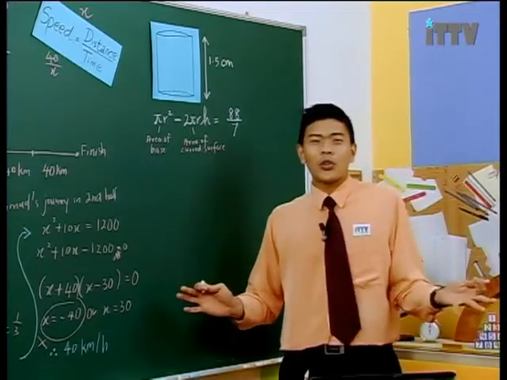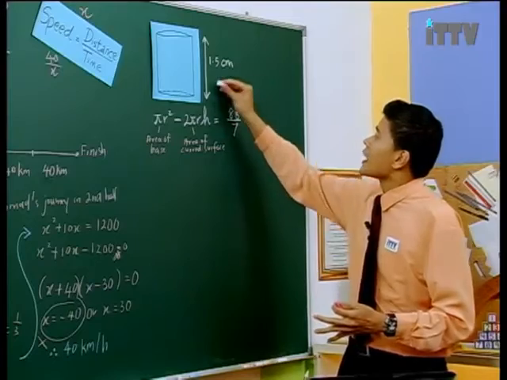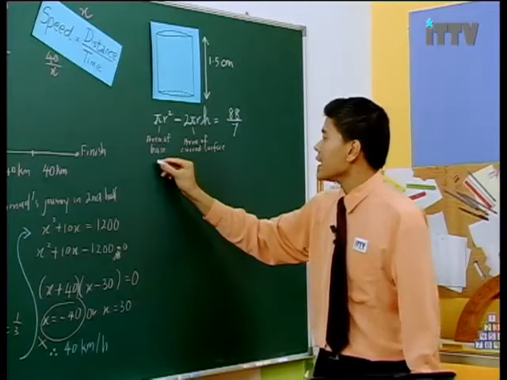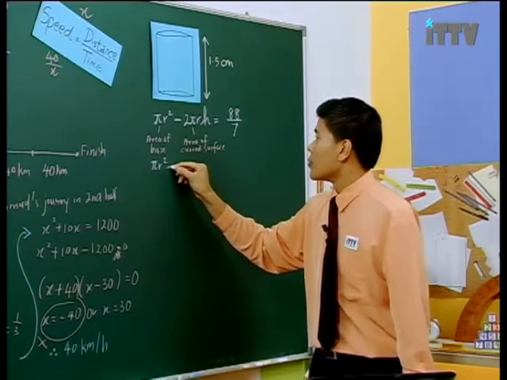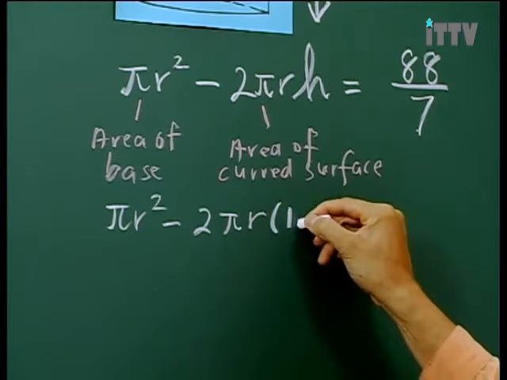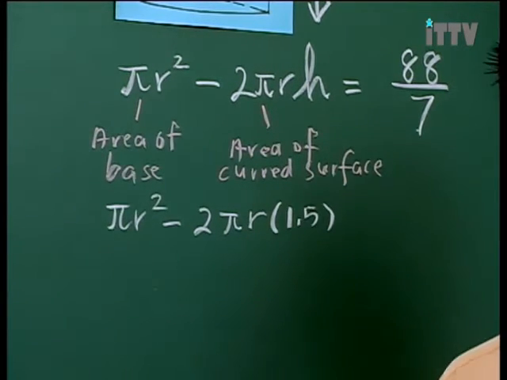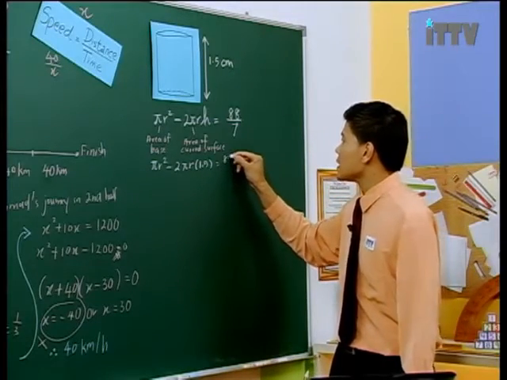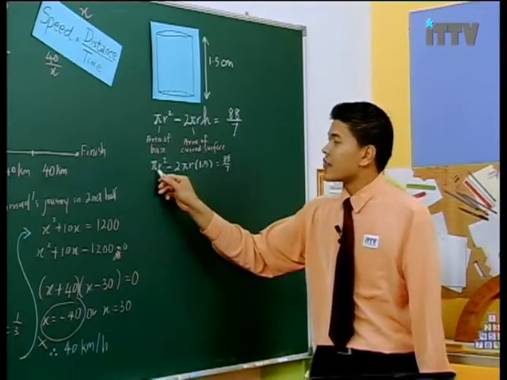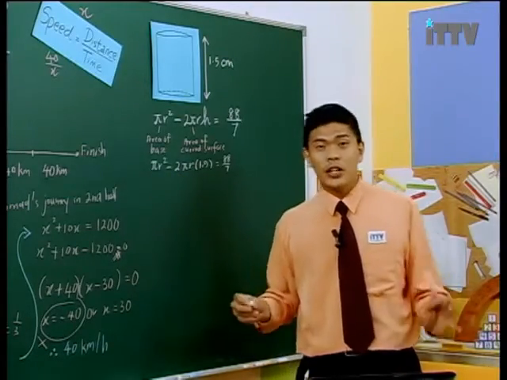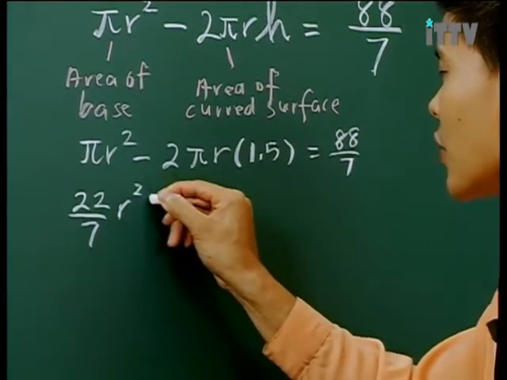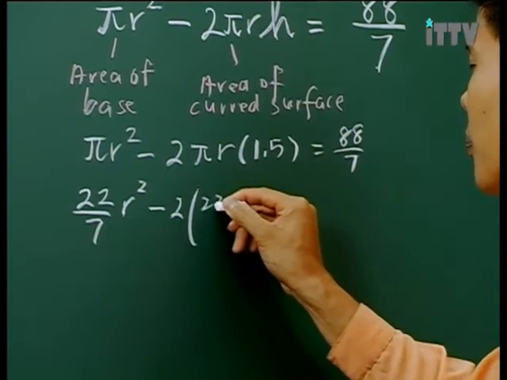Now, what can we know here? Look at the height. The height is 1.5. It can be replaced inside, so we have to complete the equation. So pi r squared minus 2 pi r, and h is 1.5, equals 88 over 7. Now, what is the value of pi? Remember, it is given as 22 over 7. So we replace it with 22 over 7 for all values of pi.